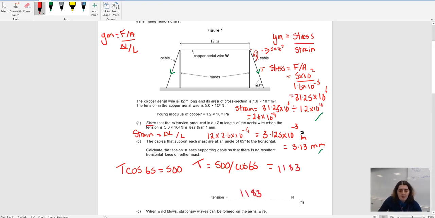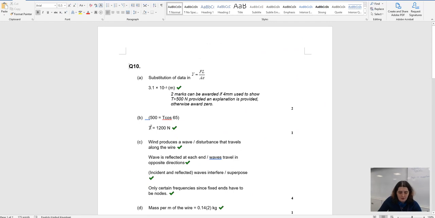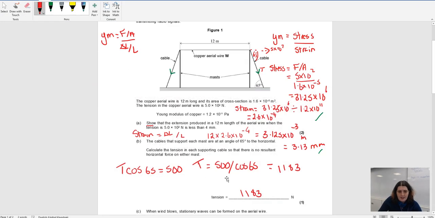Here, it's only a 1 mark question. You literally only get the mark for the answer. So I've got it for 1,200. Here, there's no point saying anything about significant figures. You would actually get a mark for the actual answer here. Okay, so this is what's happening here.